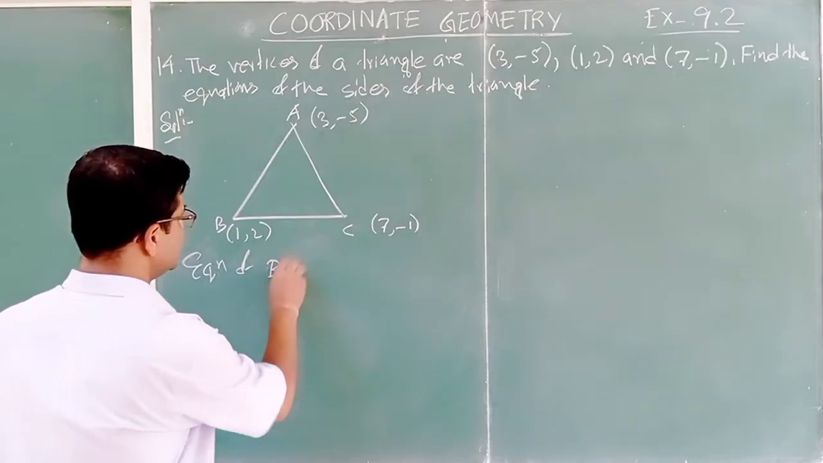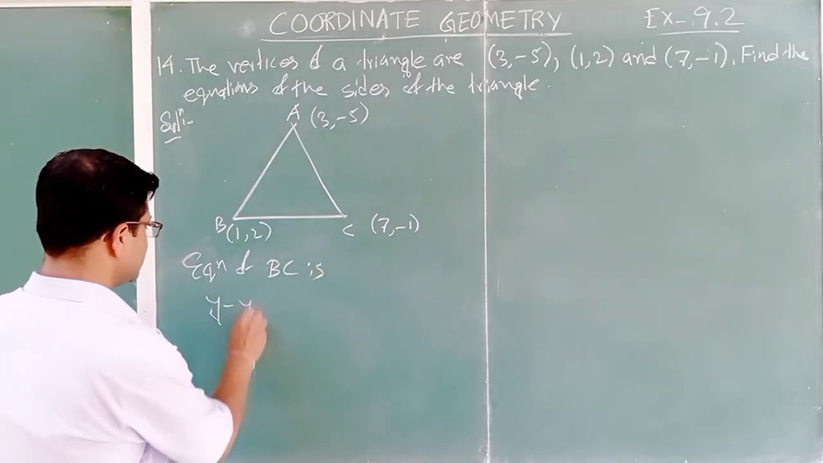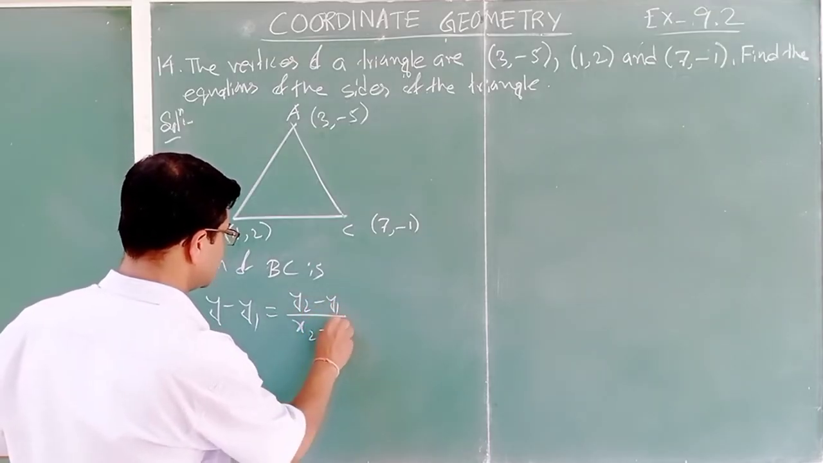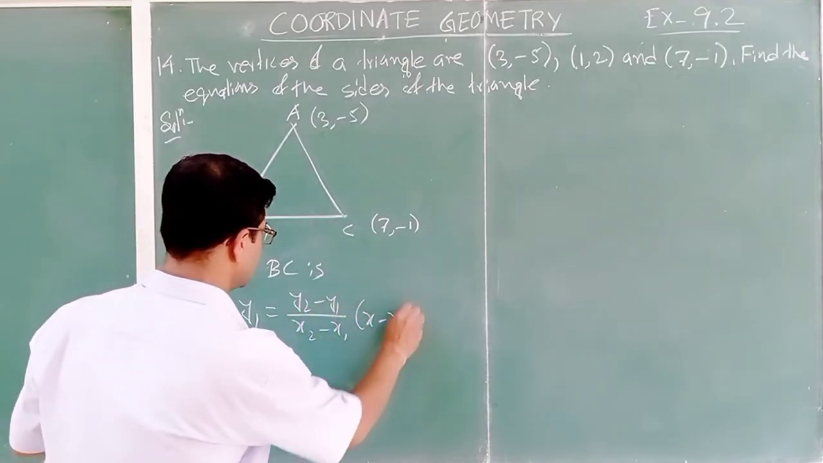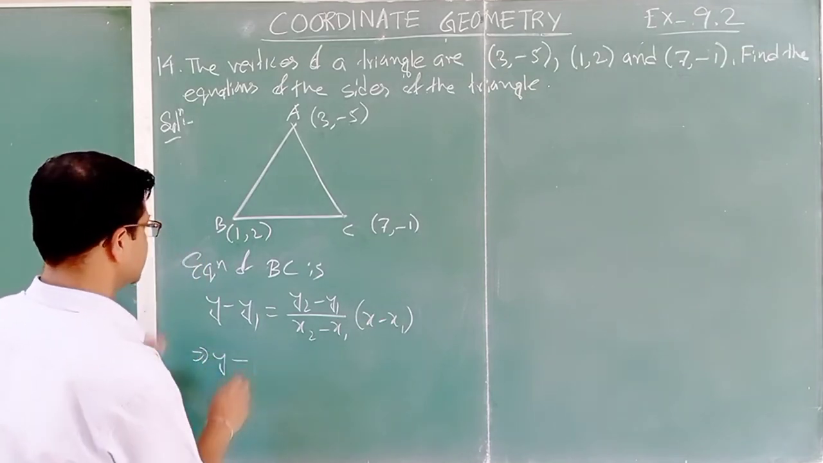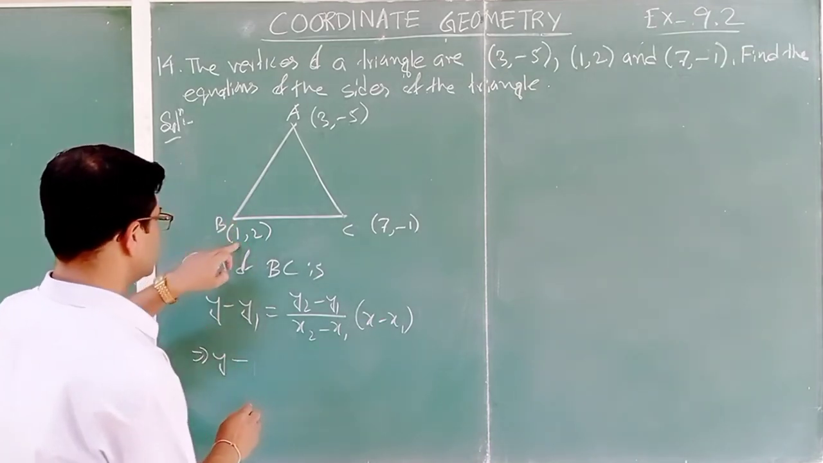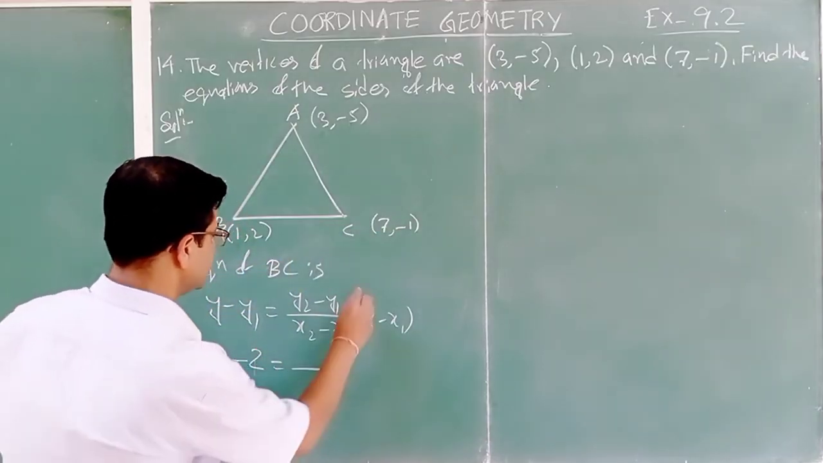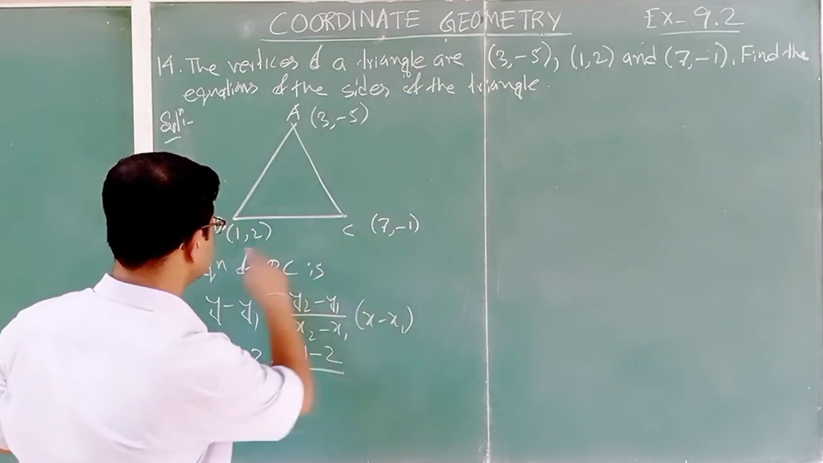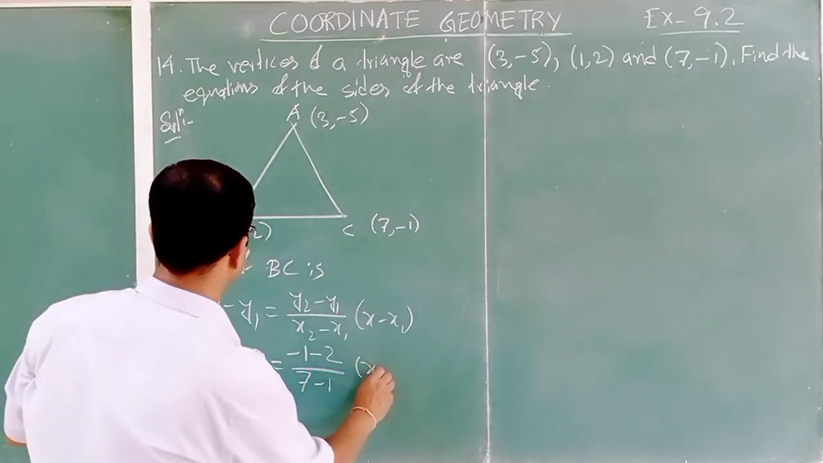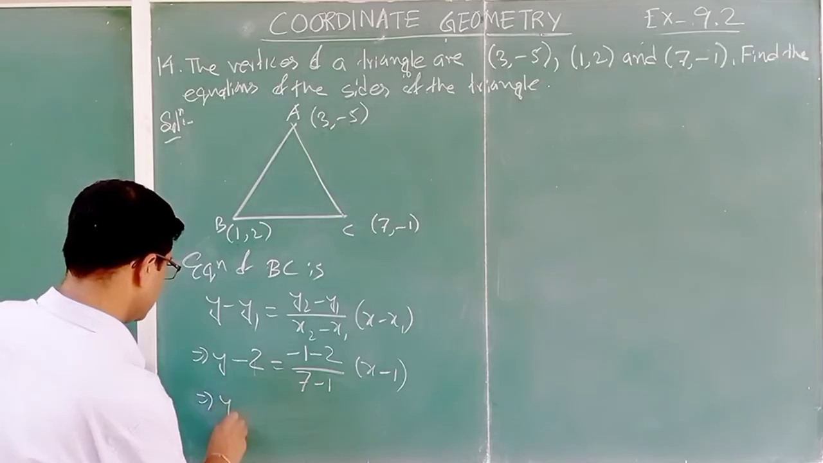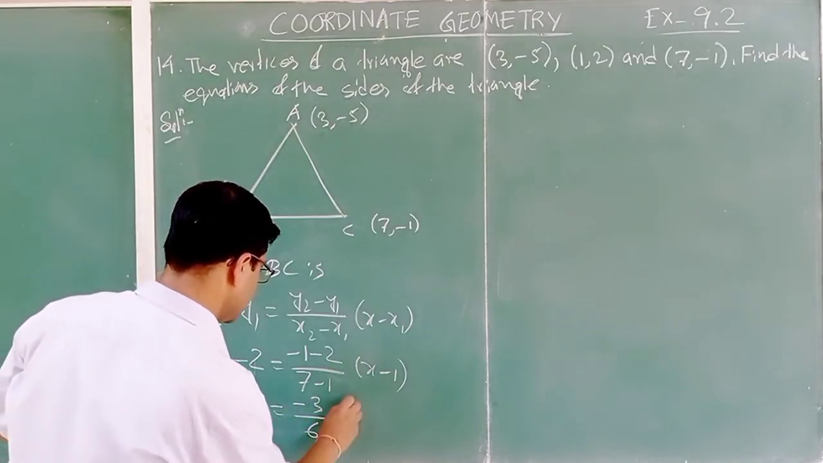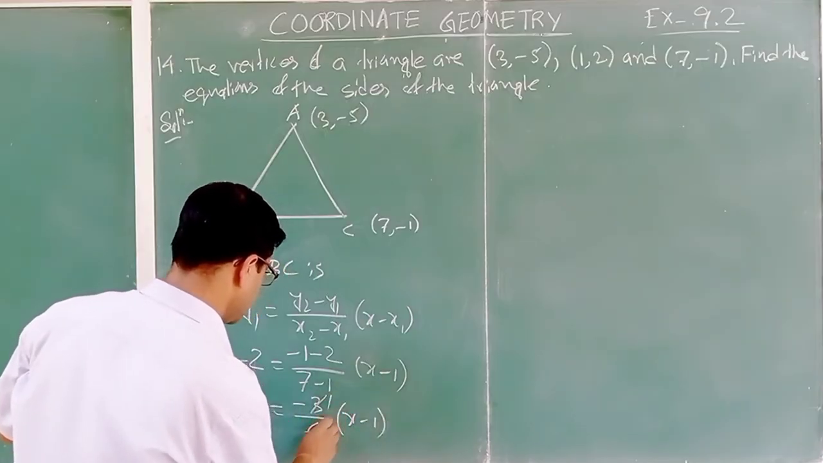The equation of BC is y minus y1 equals (y2 minus y1) over (x2 minus x1) times (x minus x1). Suppose (x1, y1) and (x2, y2). Here y1 is 2, y2 is 1, so 1 minus 2, and 7 minus 1, x minus 1, correct? So y minus 2 over minus 3, and this is how much? 6, isn't it? Times x minus 1. We can cancel: 3 once, 3 twice.